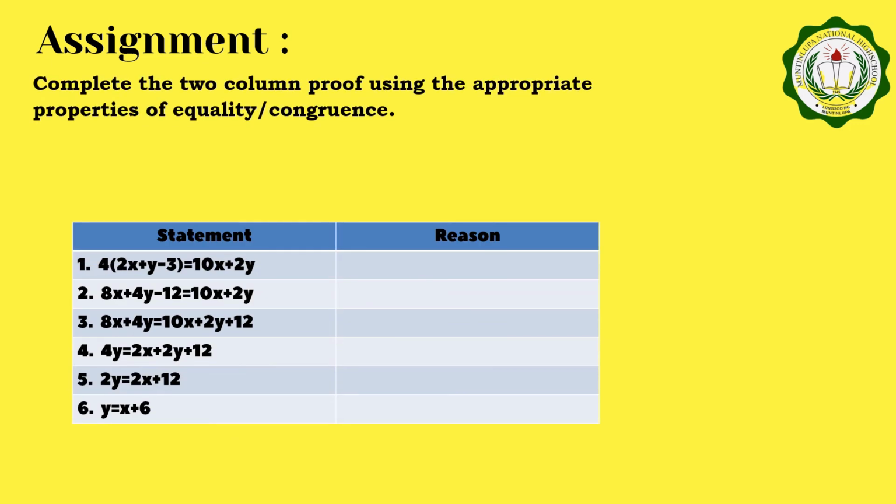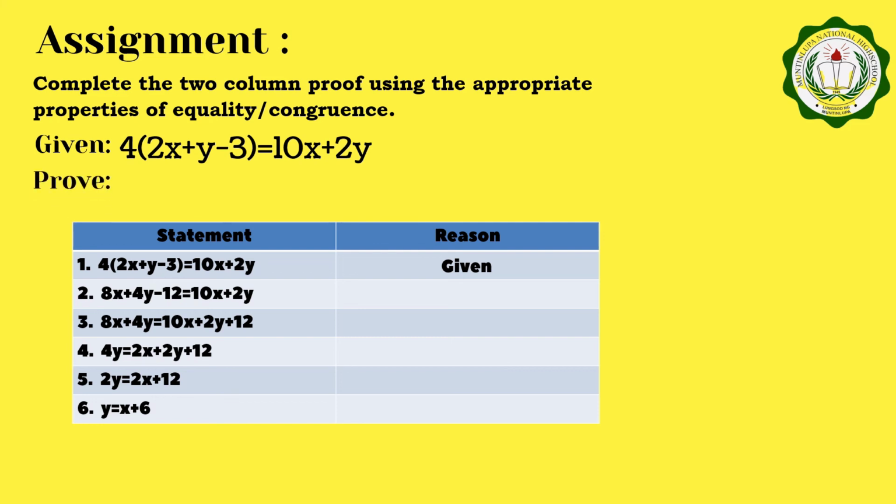To practice more, I want you to copy your assignment. In this assignment, you are going to complete the 2-column proof using the appropriate properties of equality or congruence. Given 4 times the quantity 2x plus y minus 3 equals 10x plus 2y. You are going to prove that y is equal to x plus 6.